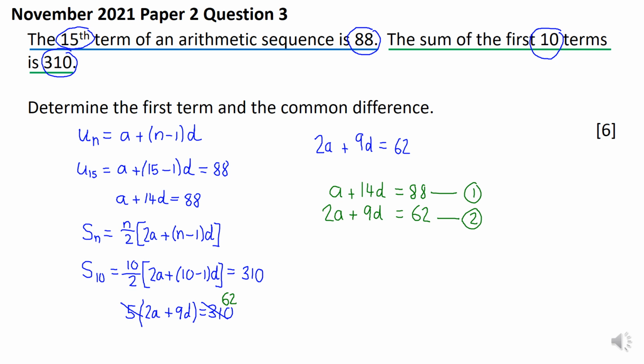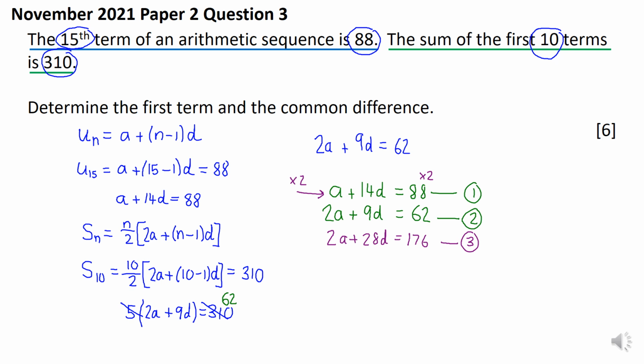So if you notice, we can get equation 1 and we can multiply everything by 2. And if we do that, we get a times 2, 2a, plus 14 times 2, 28d, equals 88 times 2, that's 176. We're going to call this equation 3. Right, now if we compare equations 2 and 3 together, the coefficients of a are the same, so we can actually subtract the equations and eliminate a.